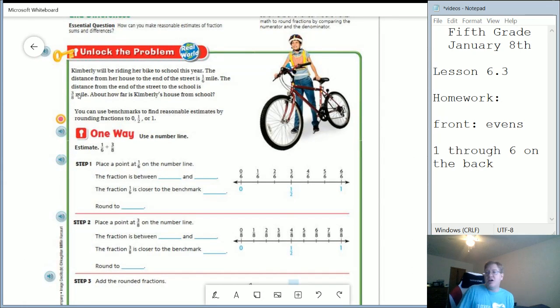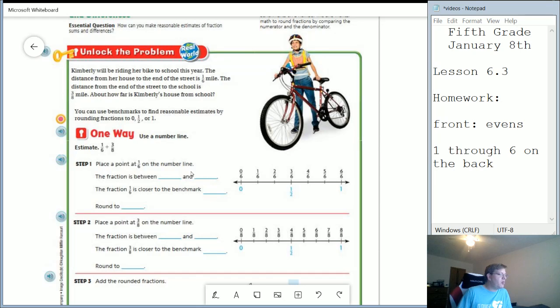So let's look at our unlock the problem. We are going to start by saying Kimberly will be riding her bike to school this year. The distance from her house to the end of the street is 1/6 of a mile. And the distance from the end of the street to the school is about 3/8 of a mile. How far does Kimberly travel to get to school? So we can go ahead and say estimate both of these.